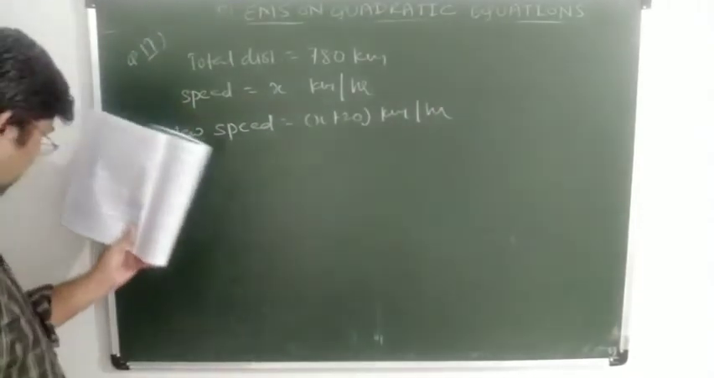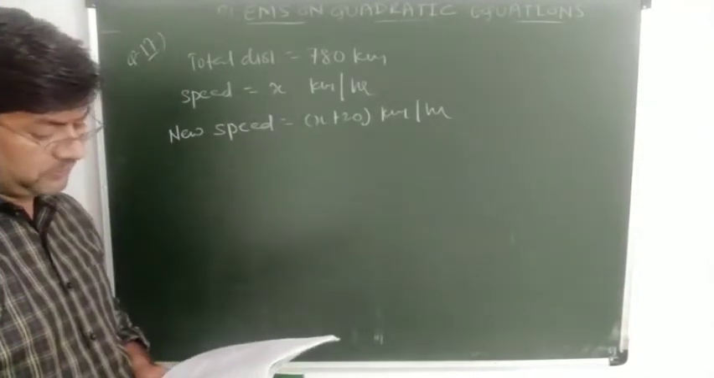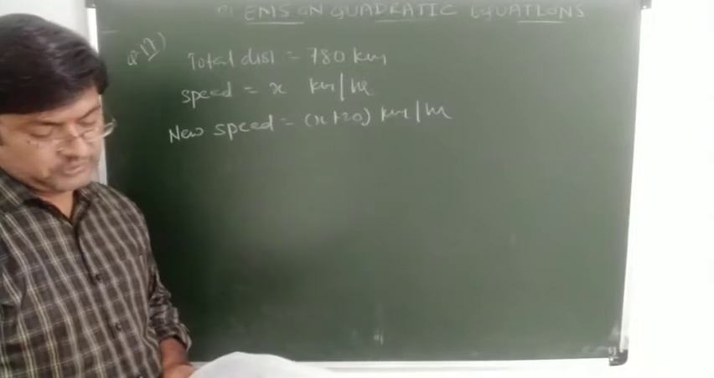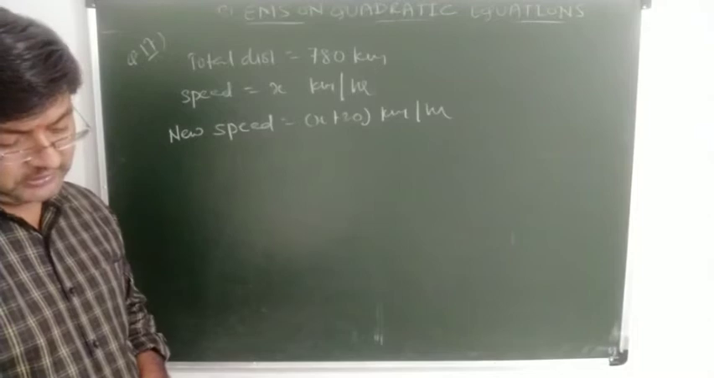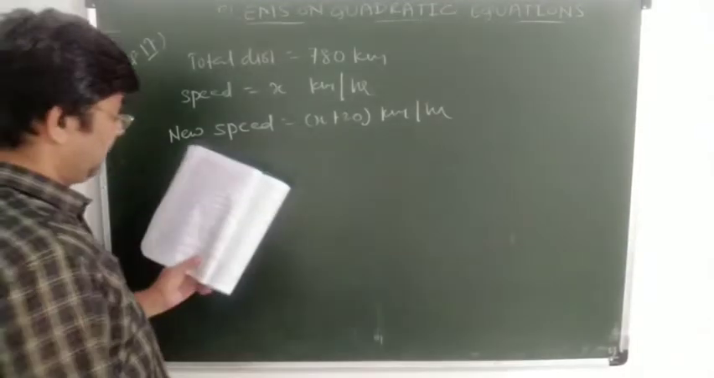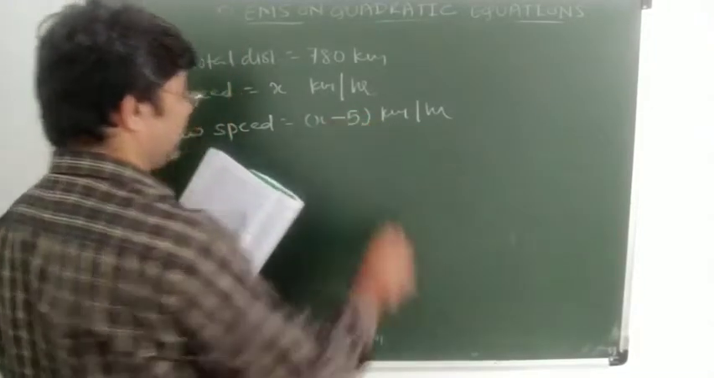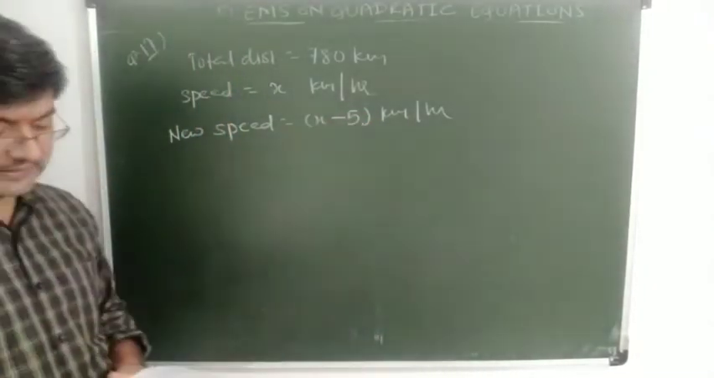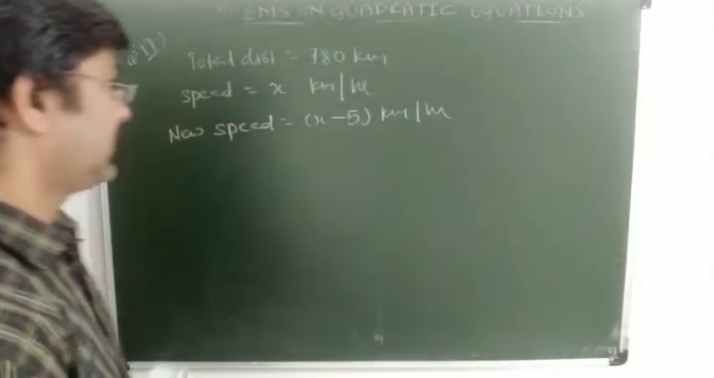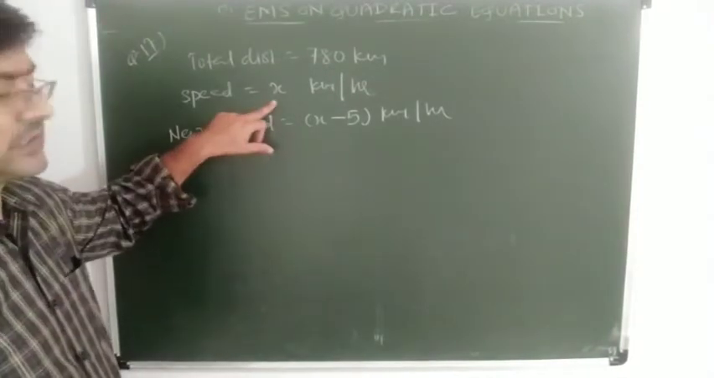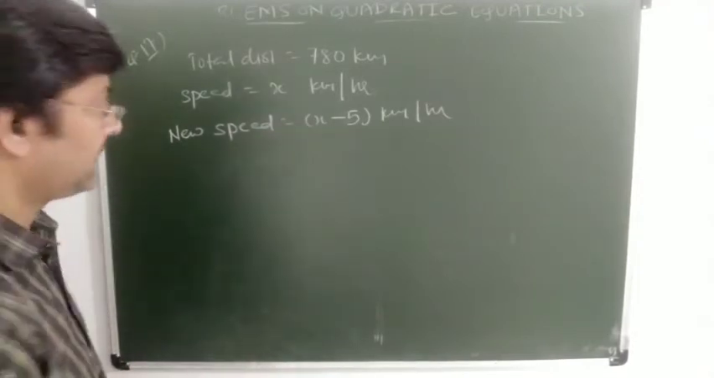Then the time taken to cover the distance would have been reduced. The new speed in this case is x minus 5, the reduced speed. Clear? The time would have been increased by 1 hour. So that is actually the difference between the times taken when you move at a speed of x km per hour and when you move at x minus 5 km per hour speed.